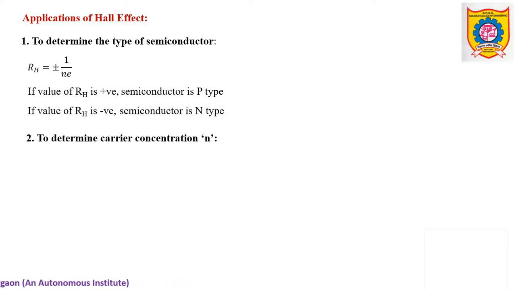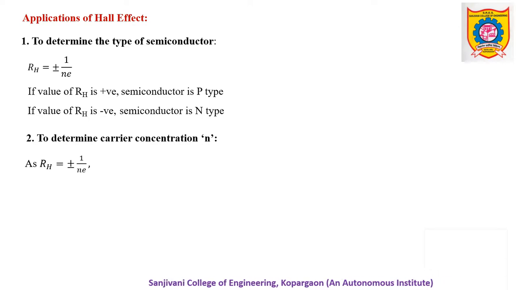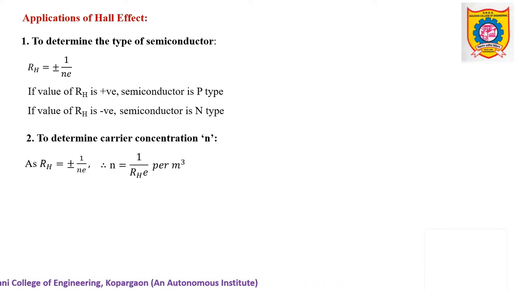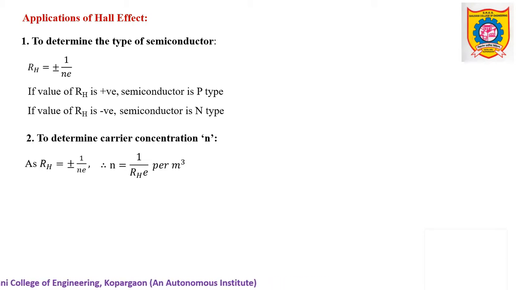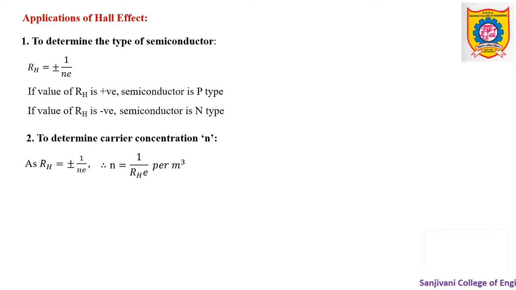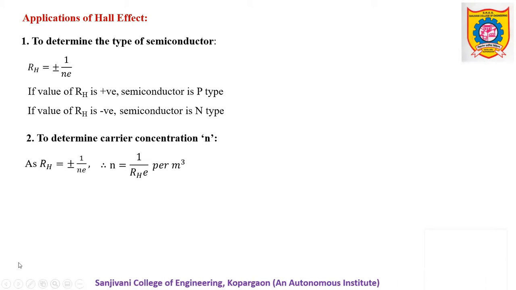Now using the same formula, we can determine carrier concentration or density of charge carriers, that is N. As RH is equal to plus or minus 1 upon Ne, we can rewrite this formula for N as 1 upon RH into E. RH can be practically measured using that previously discussed formula, that is VHT upon VI. That gives us RH multiplied by charge, that is 1.6 into 10 raised to power minus 19 coulomb, and this product when taken in the form of reciprocal gives the desired carrier concentration per cubic meter.